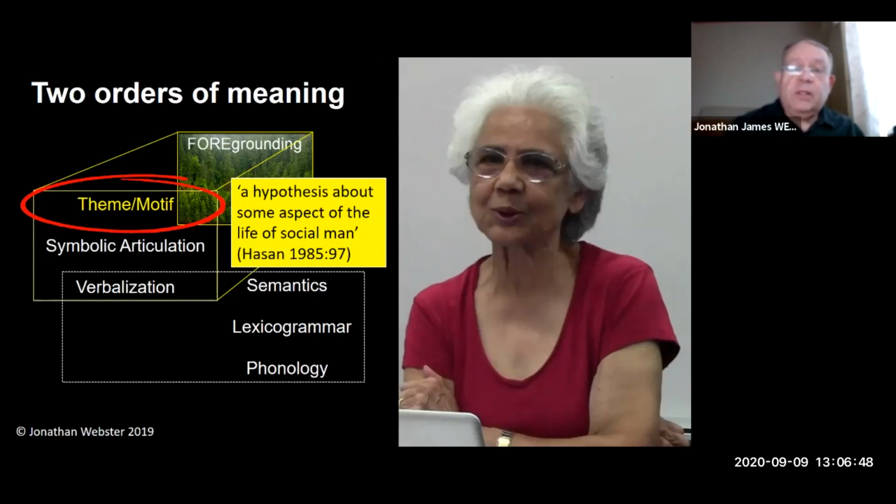Hasan puts it this way: the purpose of the one who crafts this deeper meaning, the one who's engaged in symbolic articulation, which is really a kind of foregrounding, is putting forward, projecting a hypothesis about some aspect of the life of social man. It has a meaning. It's a hypothesis. It's what that writer is trying to convey to you. It's their theory about the world. There's a meaning. There's a deeper meaning.